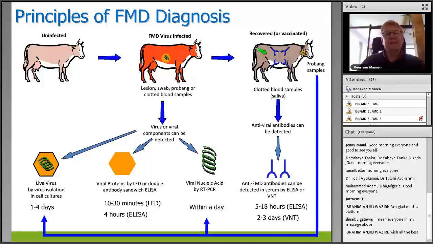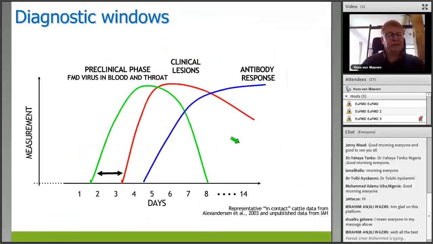And when you look into the recovered or the vaccinated animals, well, you can take probang samples if you want to know if they are FMD carriers, and also want to know what sort of viruses they carry. And you can take clotted blood samples, mainly for detection of antiviral antibodies. And that can be done either by ELISA. Several types of ELISAs will take a couple of hours up to 18 hours when there is an overnight incubation step, or virus neutralization tests. That is again for more specialized laboratories that also have the proper biocontainment level. Okay, I hope that gives you a bit of an overview.